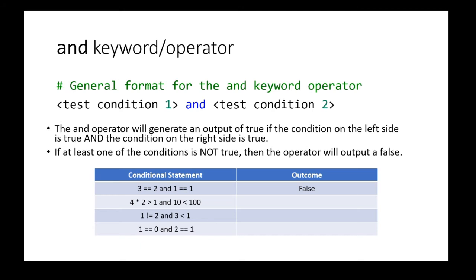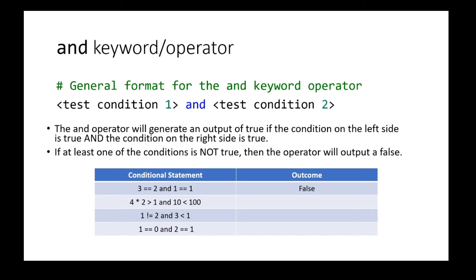The way this looks in code, we will have a test condition, the first one on the left of the and, then the second test condition on the right of the and. This will generate an output of either true or false if both conditions are true, or one of them is false, or both of them are false. So let's look at some of these examples. If 3 is equal to 2, and 1 is equal to 1, well, 3 isn't equal to 2, so we have false on the left and true on the right, and we know that to be false.